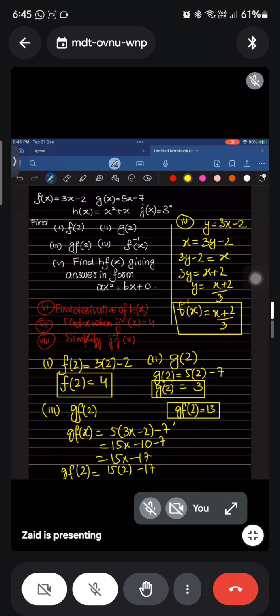Okay, now we are going towards the fourth one. I want to rub the first 3 parts.